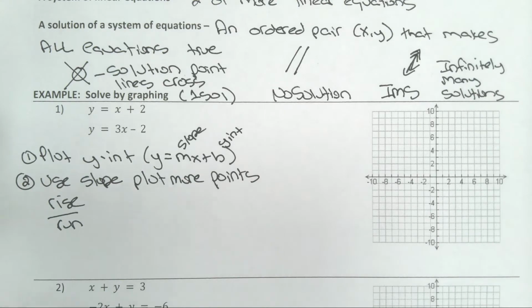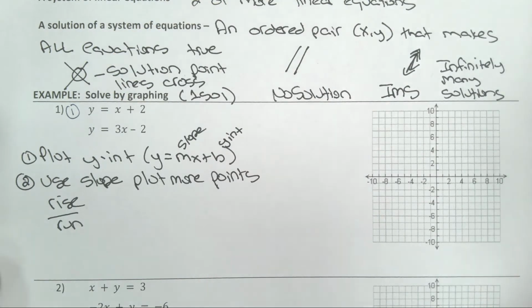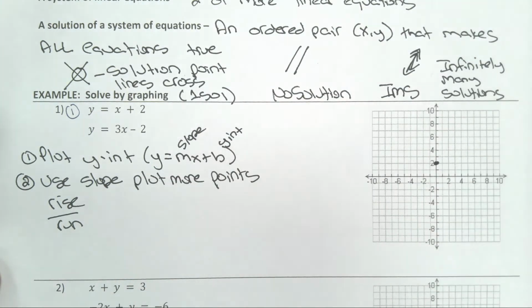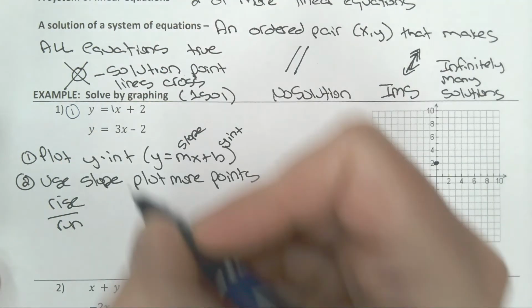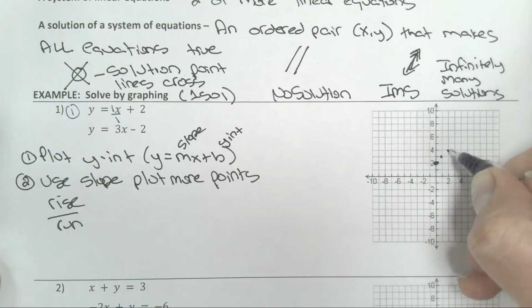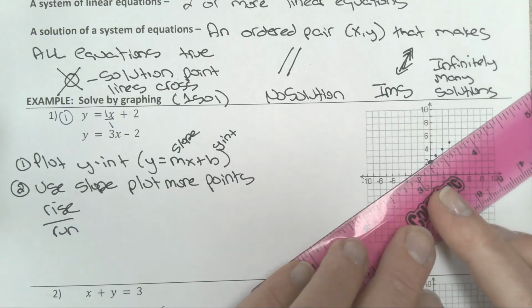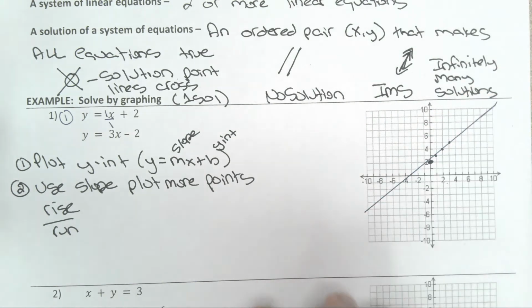All right, let's do this first. Equation number one, y equals x plus 2. So 2 is my y-intercept, so I'm going to start up here at 2 on the y-axis. There's an implied 1 in front of the x, so the slope is 1 over 1. I'm going to go up 1, right 1 a couple of times. Then I'm going to take my straight edge, and there is the graph for my first line.